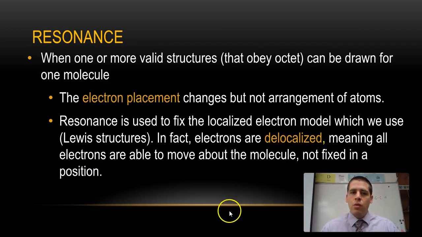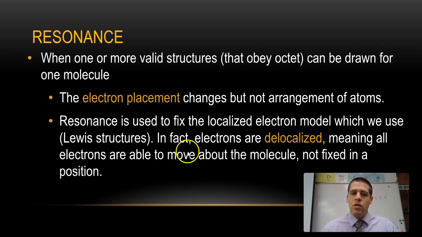Whenever we get more than one valid structure, as long as they're obeying the octet, then we draw the resonance. And in the resonance structures, it's the electron placement that's changing. It's not the arrangement of atoms. So you don't want to move around different atoms. You're just moving around essentially where the double bonds are.